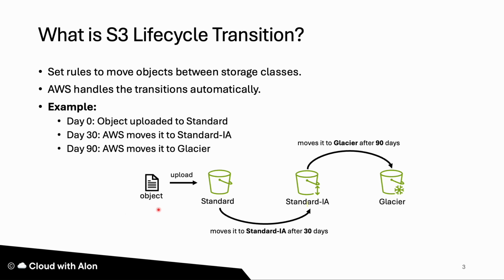For example, you upload an object to standard storage. You set a rule that says after 30 days, move this object to standard IA. And then after 90 days, move the same object to Glacier. So once the rule is set, AWS performs these transitions automatically. That's what AWS S3 lifecycle transitions are. The goal of lifecycle transition is to keep data in fast storage when it's needed and move it to cheaper storage when the file gets older so that you can save money.